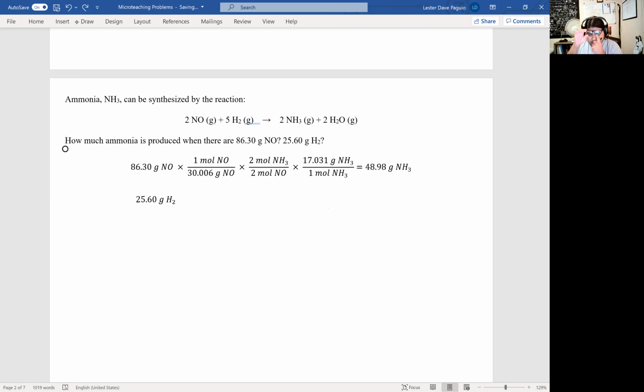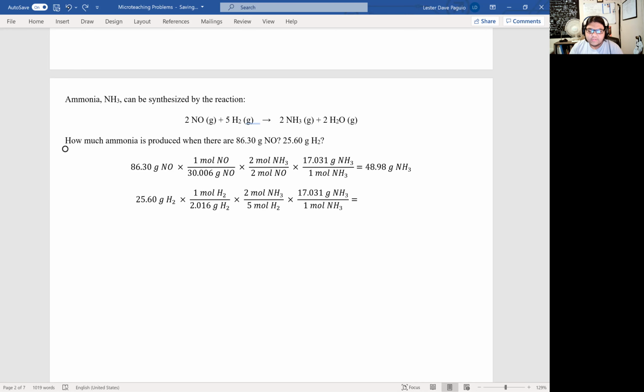Now for hydrogen gas, we would need to convert grams of hydrogen gas to moles of hydrogen gas. For each 1 mole of hydrogen gas, we have 2.016 grams of hydrogen gas, and the 2.016 represents the molecular weight of hydrogen gas. And so right now we have the moles of hydrogen gas, but we would need to convert it to moles of ammonia. So for 2 moles of ammonia, we would have 5 moles of hydrogen gas.